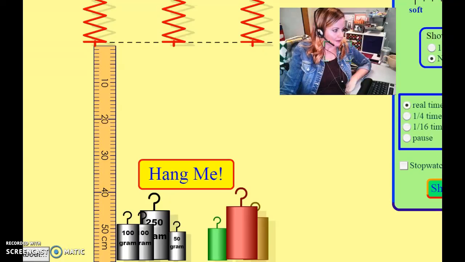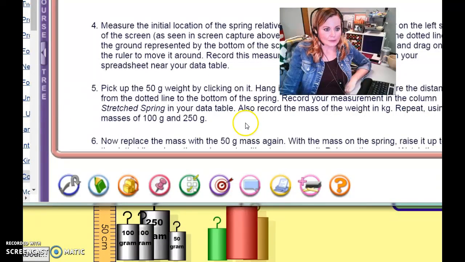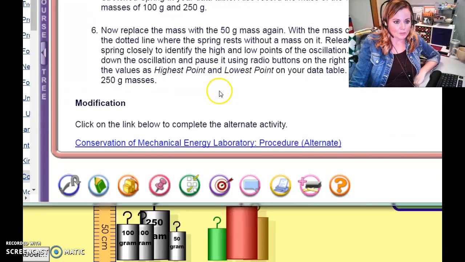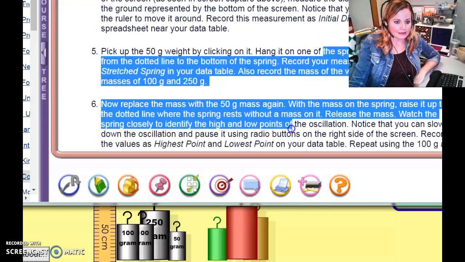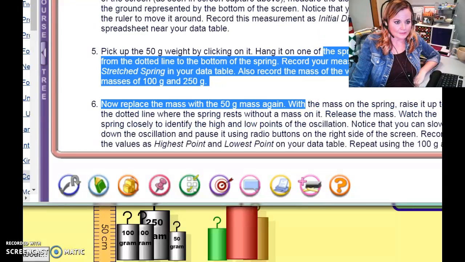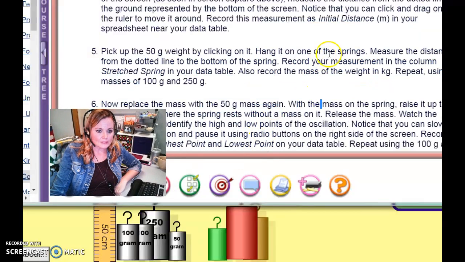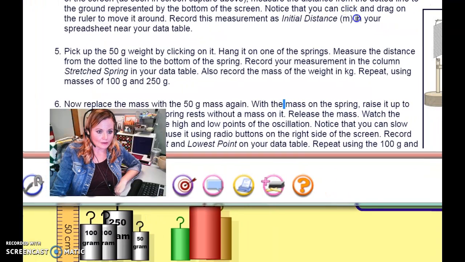Then our next step says pick up the 50-gram weight by clicking on it. Hang one of the springs, measure the distance from the dotted line to the bottom of the spring. Also record the mass of the weight in kilograms. Repeat using masses of 100 and 250.